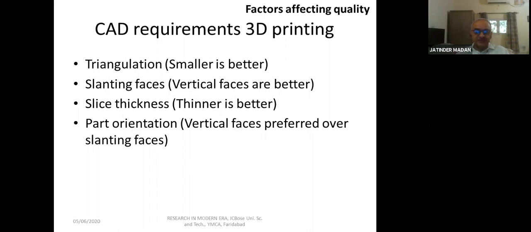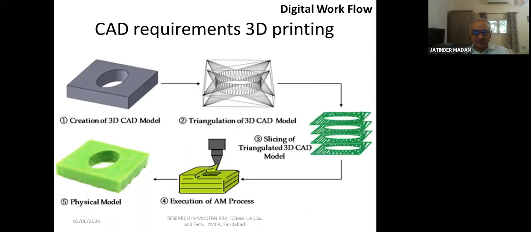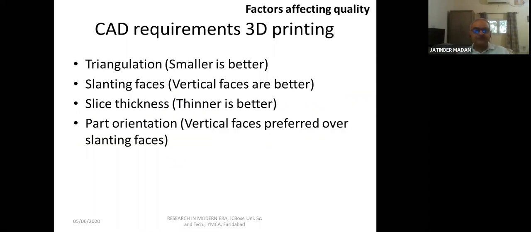And when you have the slanting faces, then you have the slice thickness. Suppose for this part, instead of 4 slices, you have 10 slices, 12 slices, or maybe 20 slices. You get a better part because you have better approximations. Then you have part orientation.